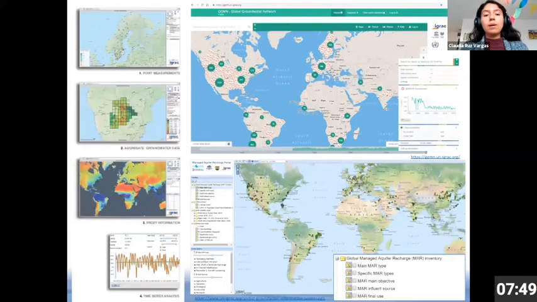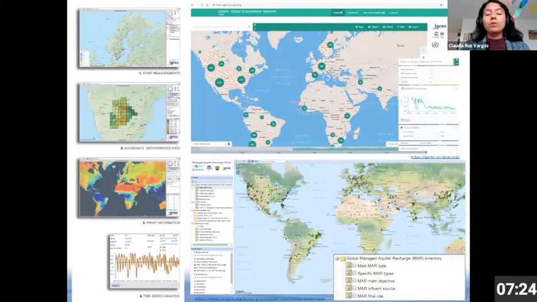At IGRAC, we also wanted to provide such systems for countries, organizations, and projects that don't have the capabilities to develop their own sophisticated system. So we have two platforms: the GGMN, which is the Global Groundwater Monitoring Network, on top in the screen, and the GGIS, which is the Global Groundwater Information System.